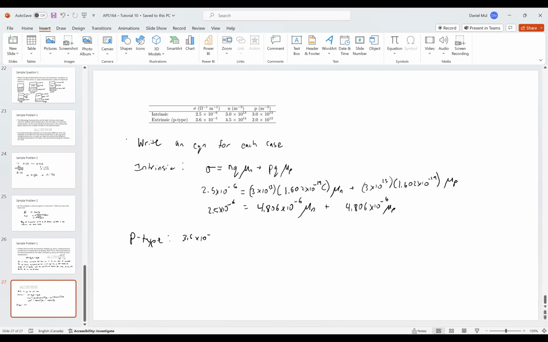Okay. And then if we do the p-type, we should get another equation where it's 3.6 times 10 to the minus 5 is equal to 4.5 times 10 to the 14 times 1.602 times 10 to the minus 19 mu n plus times 10 to the 12 mu p. And we can calculate those values.